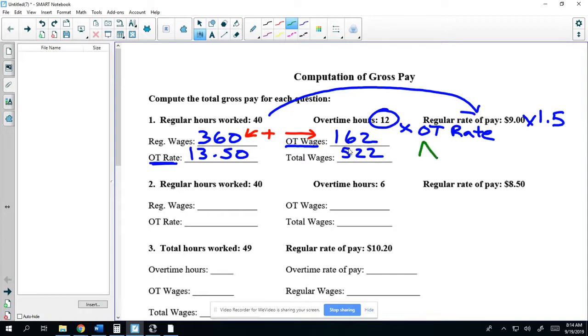This type of problem setup we're going to label as problem A. In this case, the overtime hours are given to us, and we don't have to calculate how many overtime hours were worked.